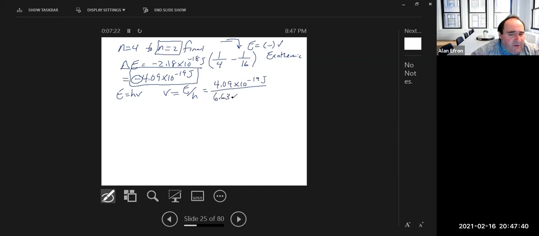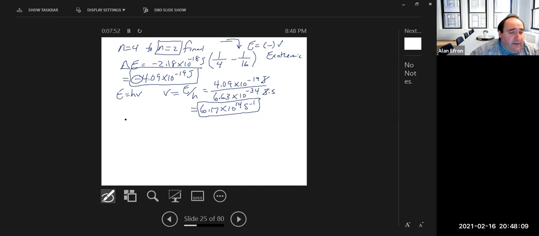divided by h, which again is a constant. So you always have this number available to you, the 6.63 times 10 to the minus 34 joules times seconds. Again, the joules are going to cancel. That's going to leave us the reciprocal seconds. And I believe 6.17 times 10 to the 14, again, reciprocal seconds being our frequency at this point.